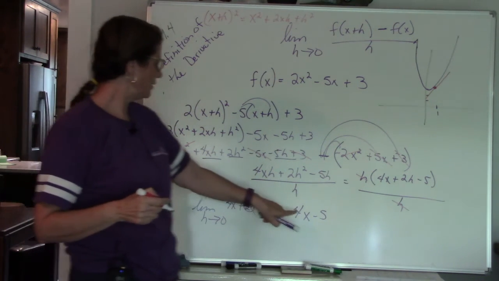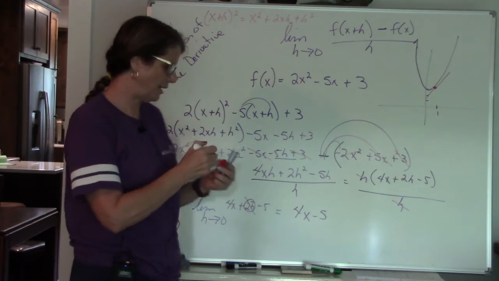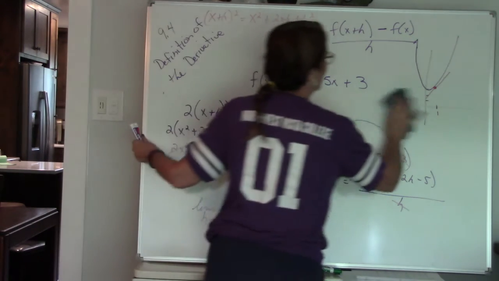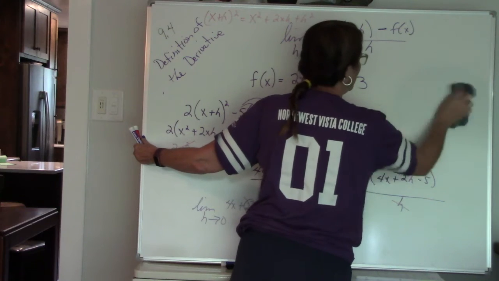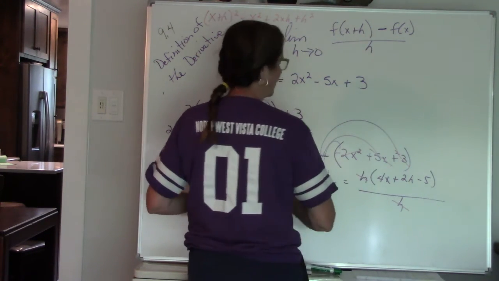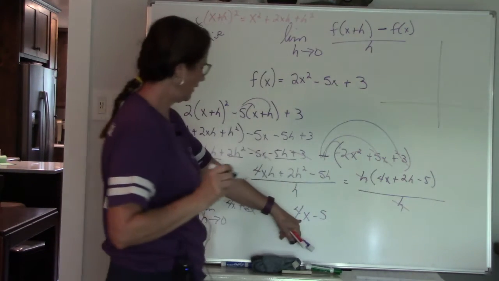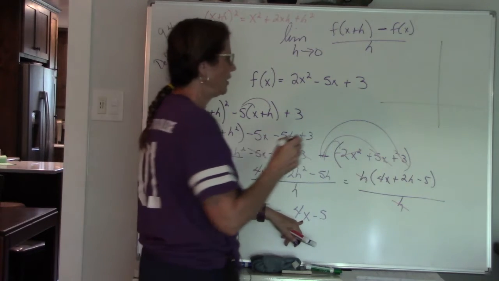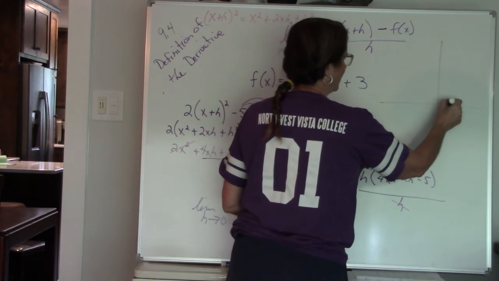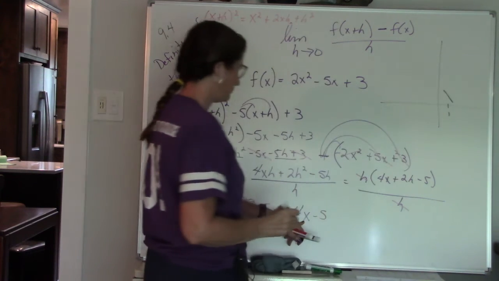So I plug it in. 4 times 1 is 4. 4 minus 5 is negative 1. So my graph is not accurate. It needs to be moved over a little bit. Okay. So if I plug in 1, my slope is going to be negative. So that means it's going to be down something like that.